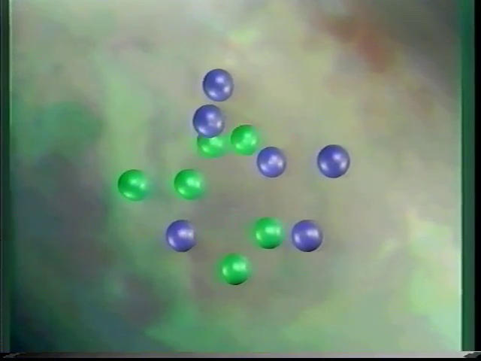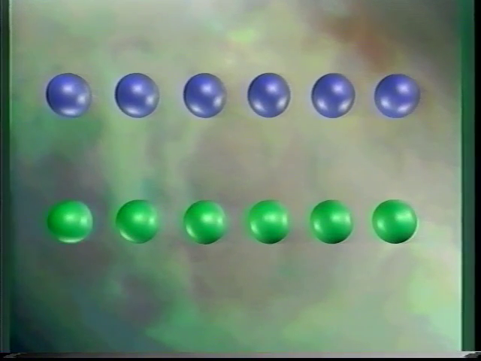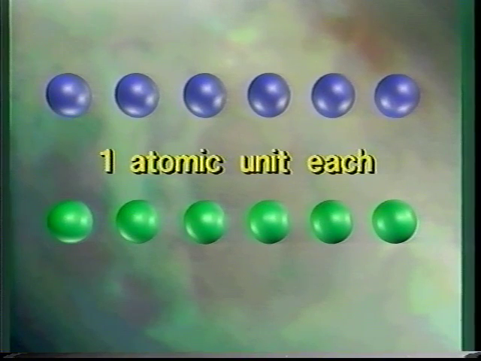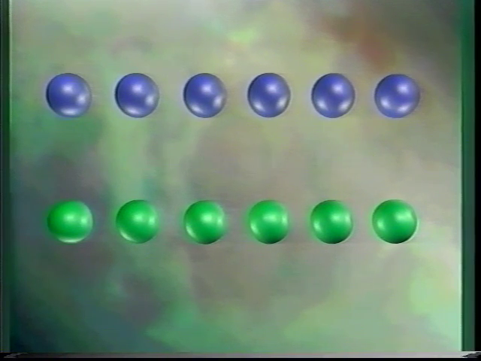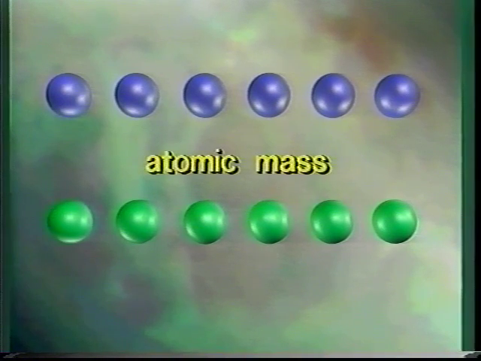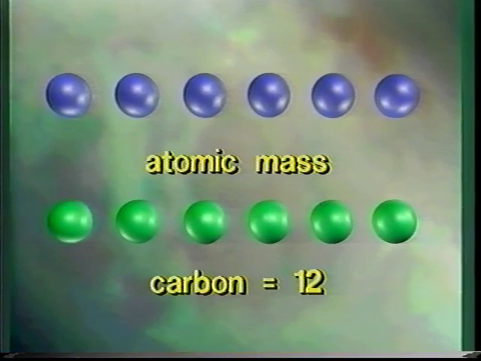The subatomic particles also differ in mass. Protons and neutrons each have a mass of 1 atomic unit. Electrons are essentially without mass. The number of protons and neutrons added together is the atomic mass of an element. For example, carbon has 6 protons and 6 neutrons, so its atomic mass is 12.